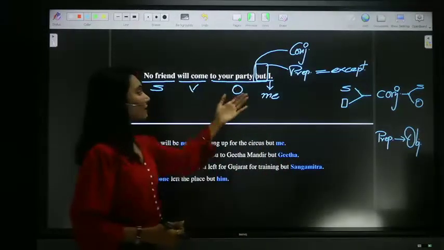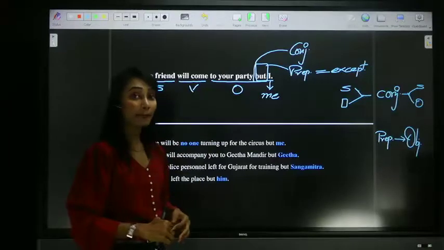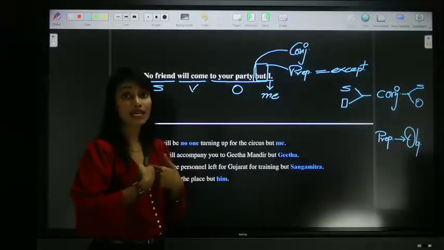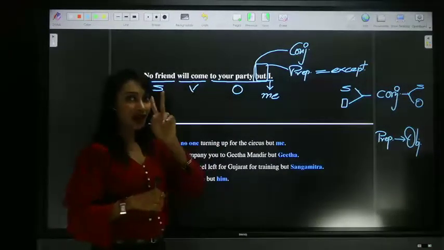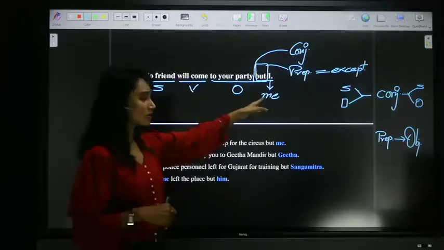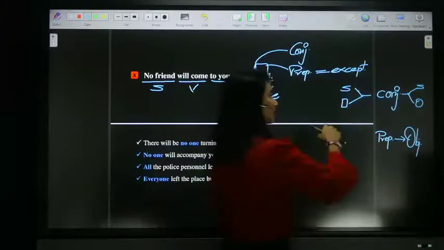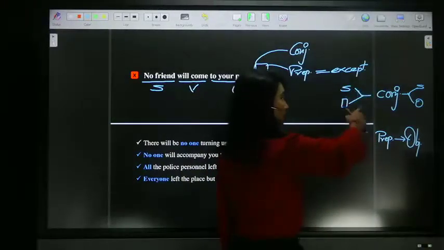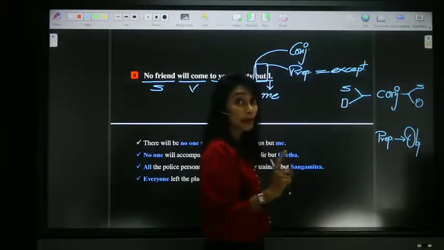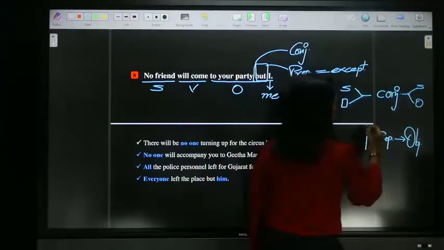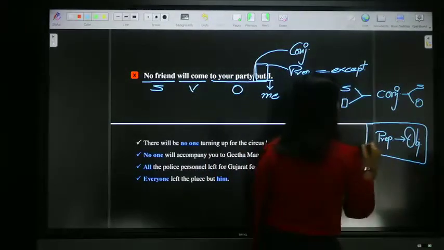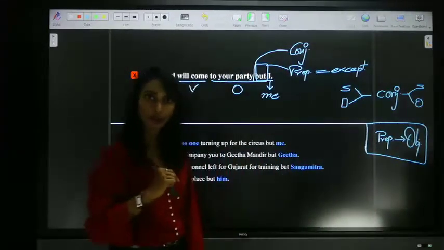No friend will come to your party but me. Me is the objective case. I told you two things. It is an objective case, so we have to use an objective case pronoun. Another thumb rule: a conjunction can connect pronouns in subjective case or in objective case. But after a preposition, it must always be an objective case pronoun.